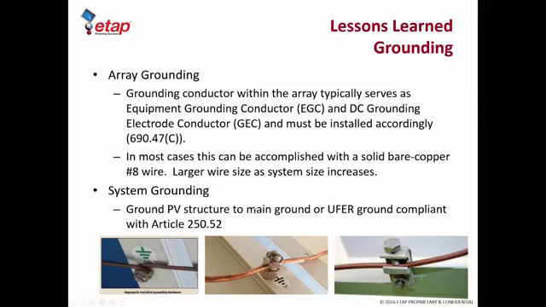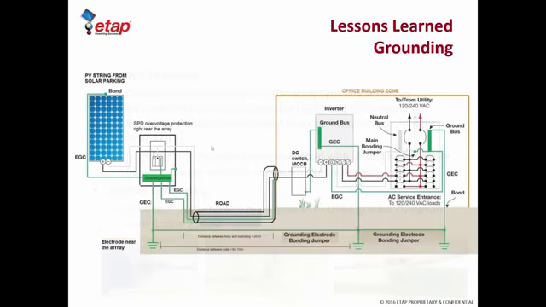So the PV structure was also grounded to the main ground, or the UFER ground, as we call it, named after the inventor of this type of grounding. It's essentially a ground conductor encased in concrete. So there is a UFER ground available for most commercial structures here in North America. The PV structure was actually grounded to it, according to Article 250.52. So again, this is just a quick overview of the grounding scheme that we used in this building.